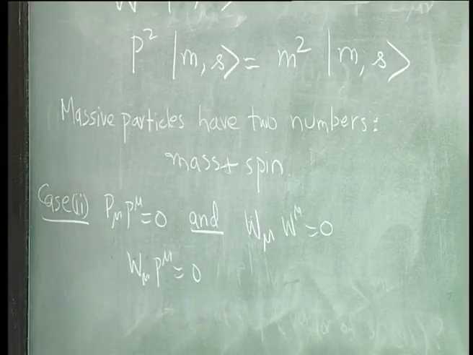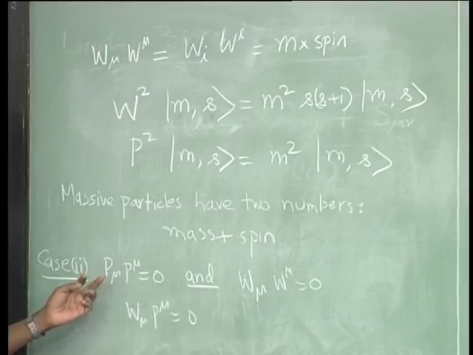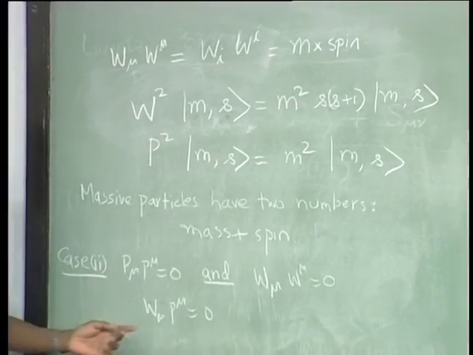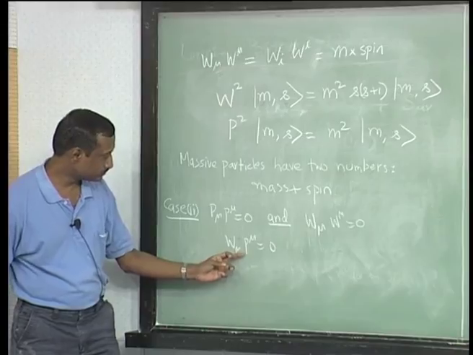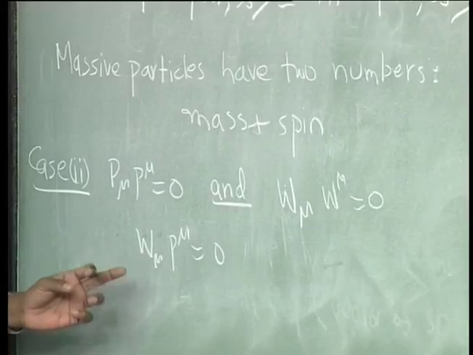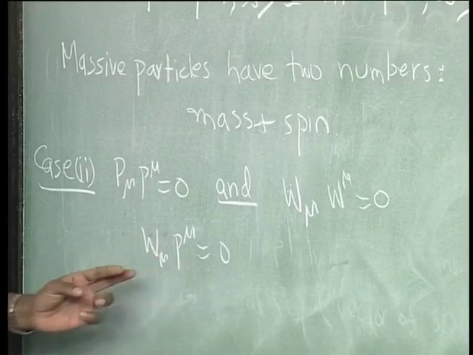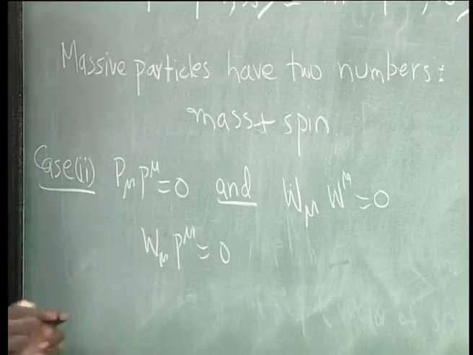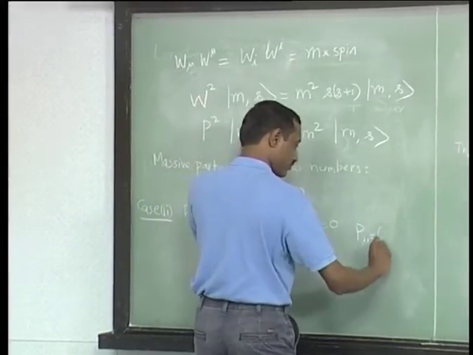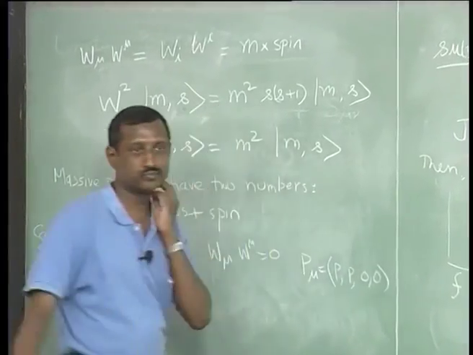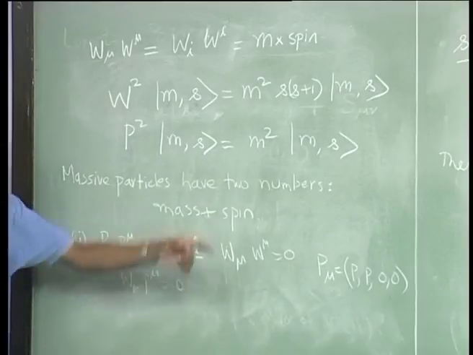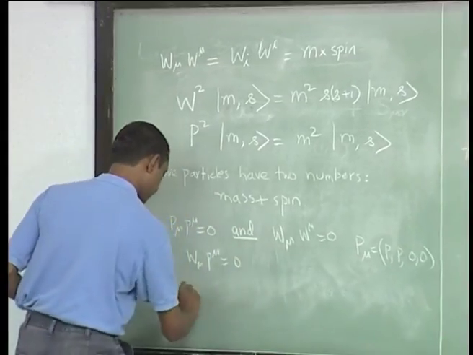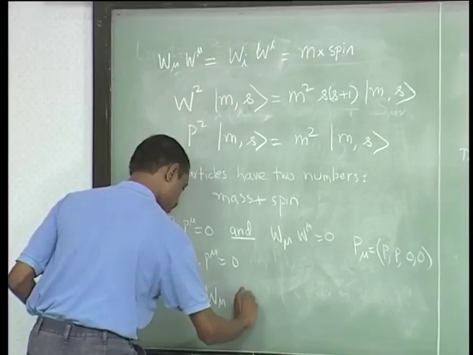Okay. So, what you have is two 0 norm vectors in 4 dimensional space, and they are orthogonal to each other. This can only happen if W mu and P mu are proportional to each other. The simplest way to see that is to take P mu to be in some frame where it is P, P, 0, 0, and work out what you should get for W mu. It is not like W mu is some arbitrary vector, you should go back to the definitions, and you will see that these conditions imply that W mu is proportional to P mu.